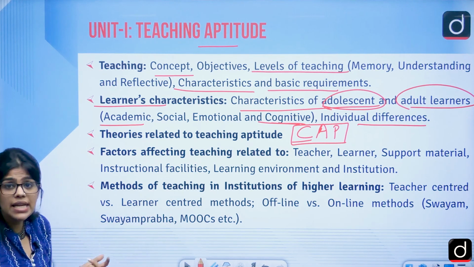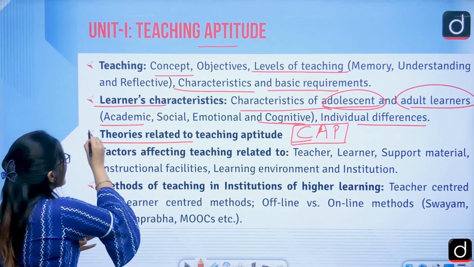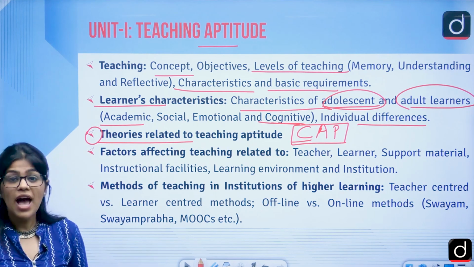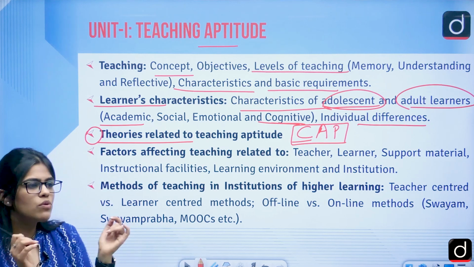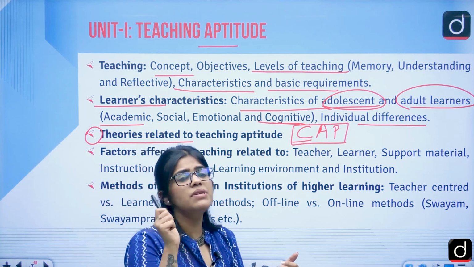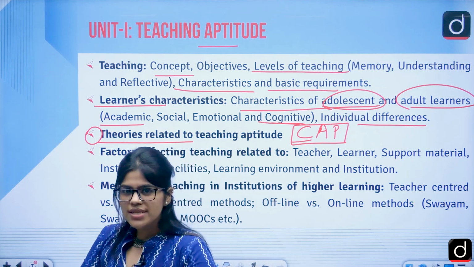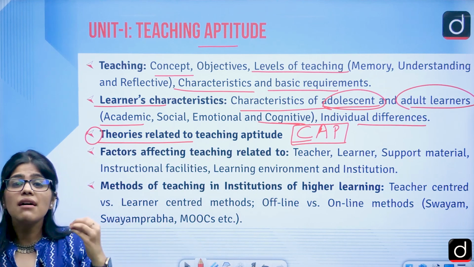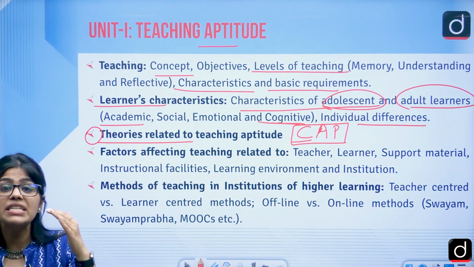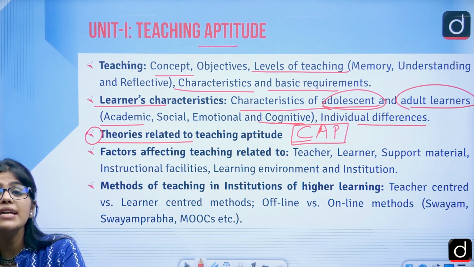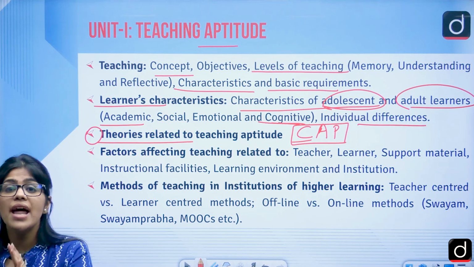Then we'll be dealing with the different theories related to teaching aptitude. One thing that I'm pretty sure all my students love, and in fact, I love teaching these things as well. We'll be studying about Maslow's hierarchy of needs. We'll be studying about Piaget. We'll be studying about Freud, about Lev Vygotsky, about Bruner. These are the theorists, these are the famous personalities who have given different theories related to the teaching concept or the learning concept. How a learner can learn.